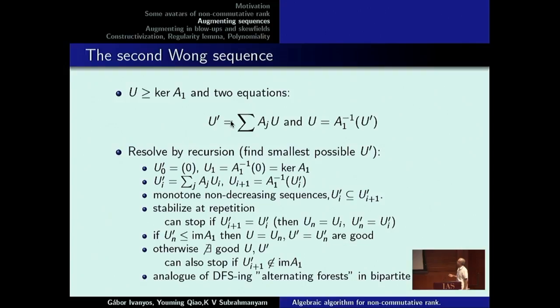Then all these conditions are satisfied. If the final subspace that stabilizes is in the image of A1, then you have found your shrunk subspace. Namely, take the stabilizing subspace and take the pre-image of the stabilizing subspace under A1. This subspace Un prime, which was the stabilizing subspace, is our witnessing pair. Is this clear?